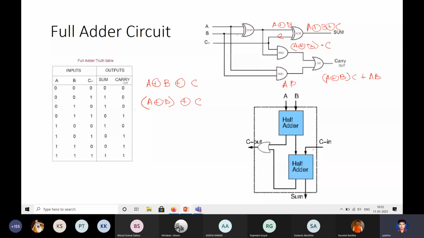This you can easily verify. This I am leaving as an exercise. And the output of the second half adder goes as the sum. I'm not doing it; you please do it and verify that you get the same truth table. Okay, so now let us come to the final goal, which we'll do in today's lab.